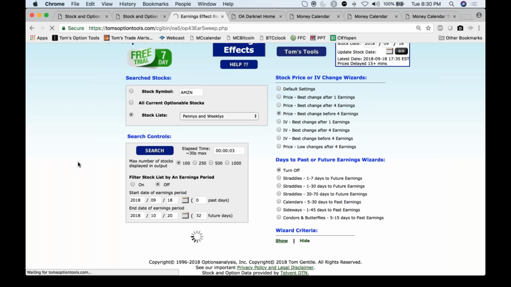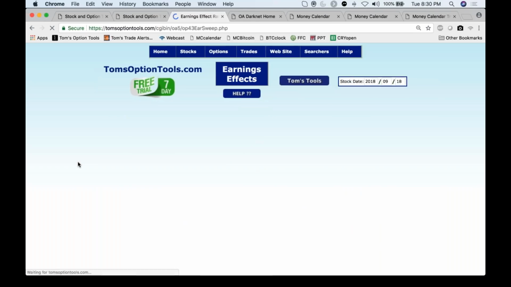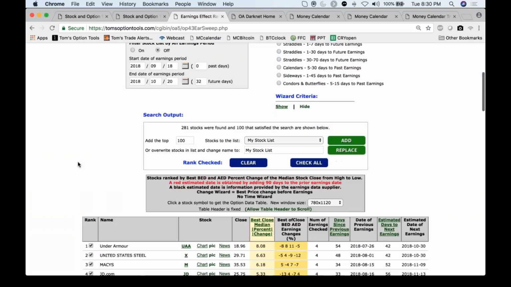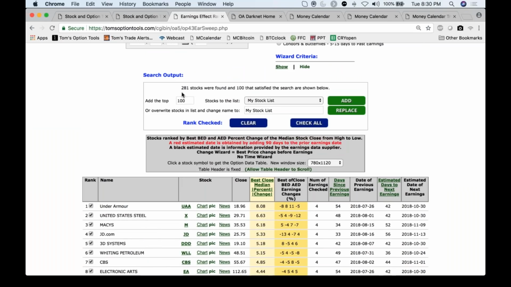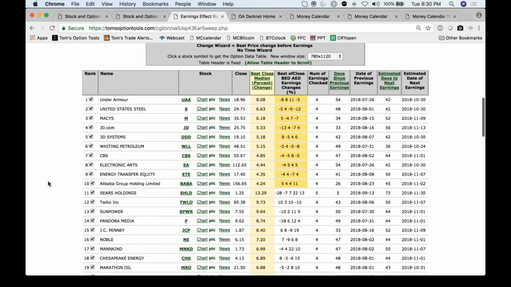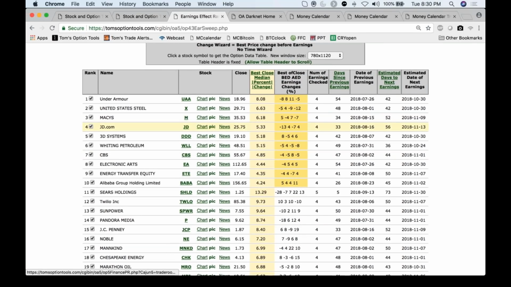What this is going to do is review every penny pilot stock that I have in my file, which is, I think, just a little less than 400. In this case, 281 stocks were found. I've got a lot of information here, but the area I like to look at is right in here.